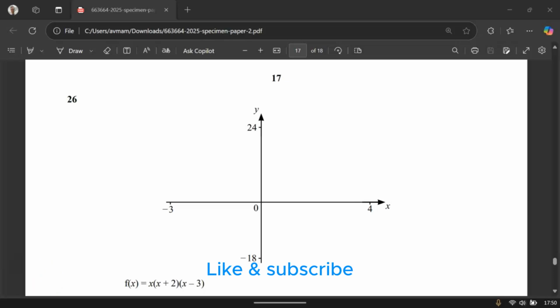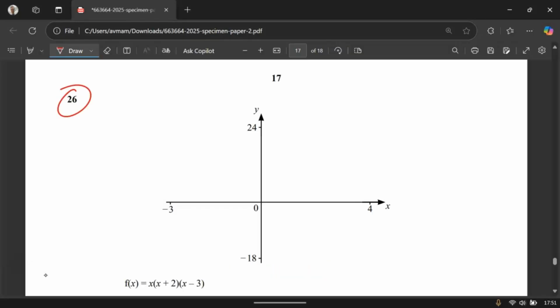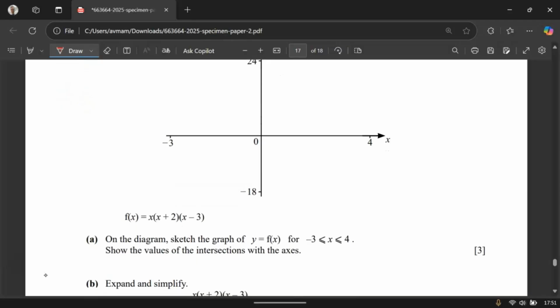In this video, I will do the last part of the specimen paper. Here we have f of x equal to x times (x plus 2) times (x minus 3). Part A says, on the diagram, sketch. Remember the word sketch. The graph of y equal to f of x for x greater than or equal to negative 3 and less than or equal to 4.